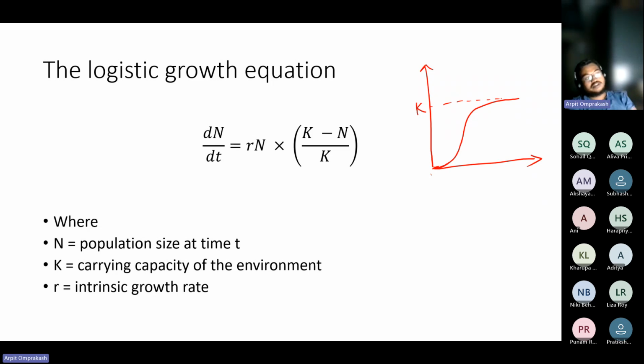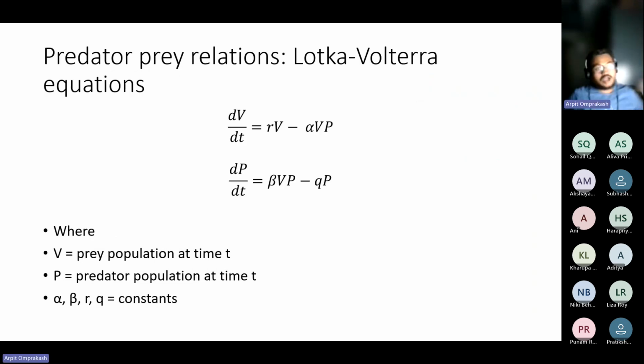So yeah, these are the equations that are used to model populations, such as the Lotka-Volterra equations, which are used to model how prey and predator populations increase or decrease, the dynamics of prey and predator populations. So here, V is the prey population at time t, P is the predator population at time t, and alpha, beta, R, and Q are constants.